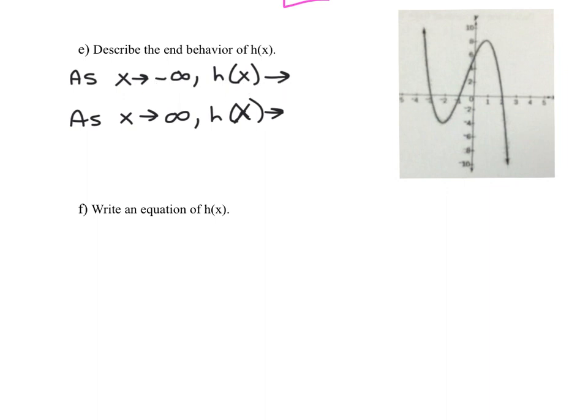Is it going up or down? So as we look to the left on our graph, isn't this arrow pointing up? So h of x, make sure you write h of x, not f of x. H of x is approaching positive infinity because it's going up, right?